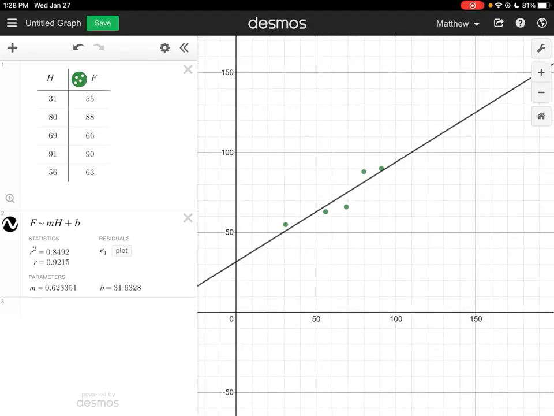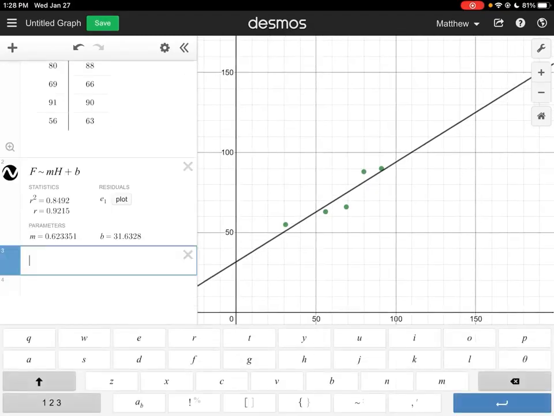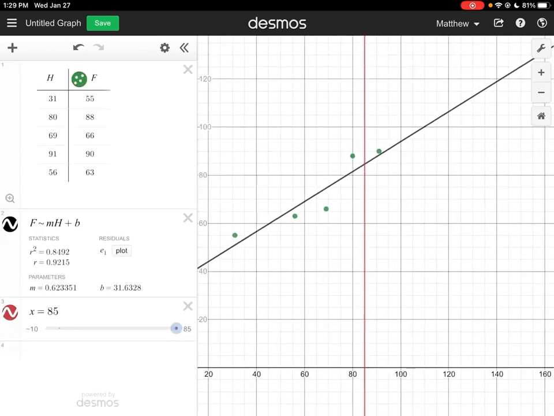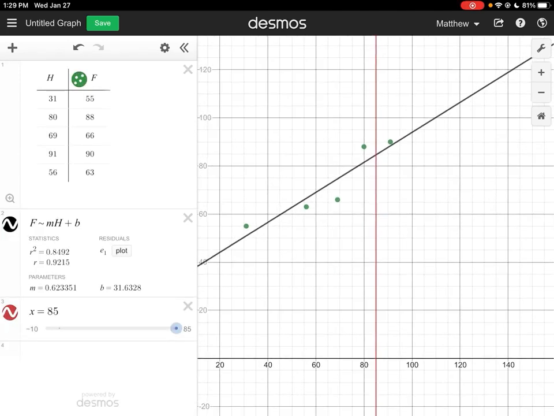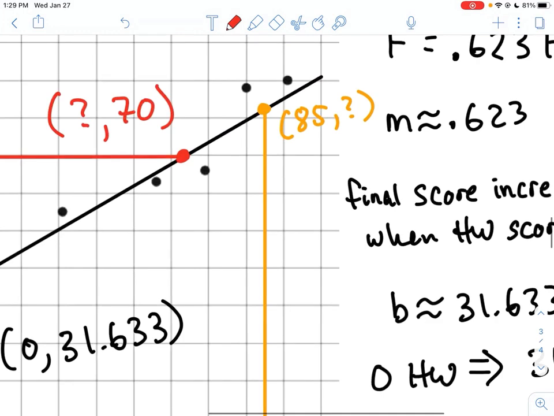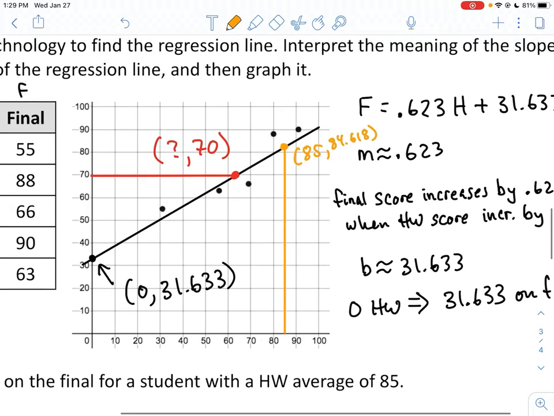The easiest way to do that, since we already have a regression line here, is to make vertical lines and horizontal lines at the different places. For example, if you want a vertical line at 85, let x equal 85. And what Desmos does really well is that when you click on the red graph, the regression line, it automatically finds that point of intersection for us. So it says 84.618. This is what the line predicts your score on the final will be if your homework score is 85.